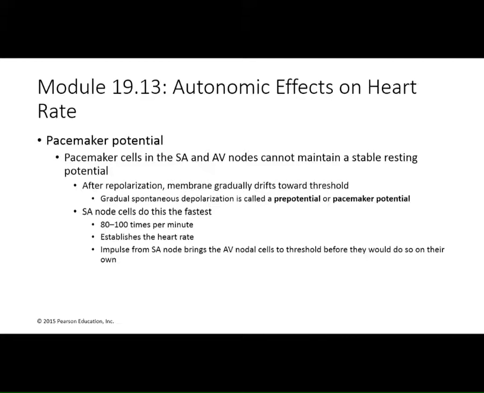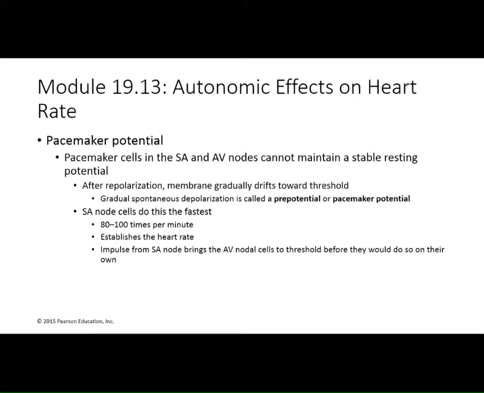So when you think about a resting membrane potential, you think, oh, a neuron just sits there and sits there at -70 until it's stimulated. But it has a stable resting membrane potential. These cells in the SA node do not have a stable resting membrane potential. So they're always drifting up toward threshold.